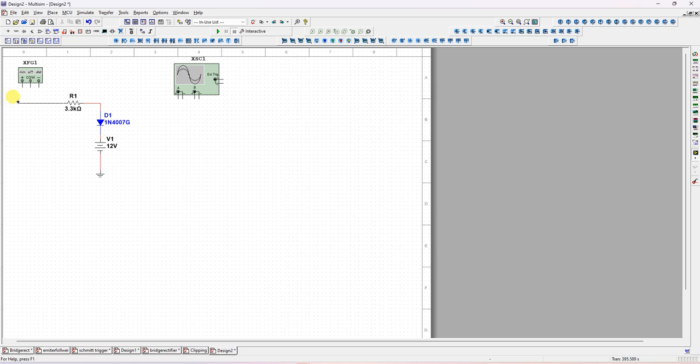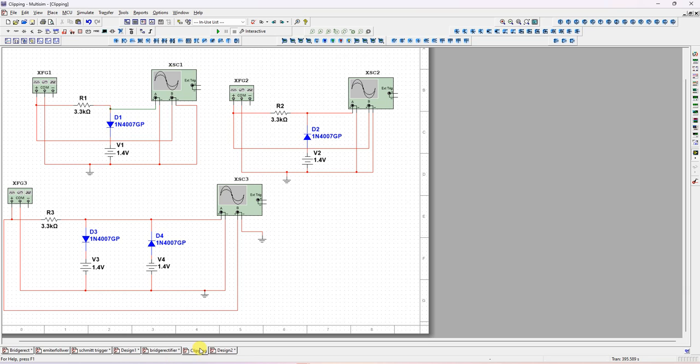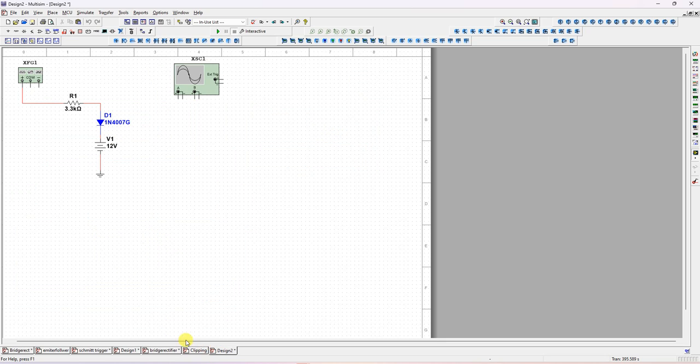Click here. Always input positive should connect to positive, and this common, you can connect to negative. I will connect to common ground. This common I'm connecting to ground. Plus and common ground. After that, output should be taken across the diode.